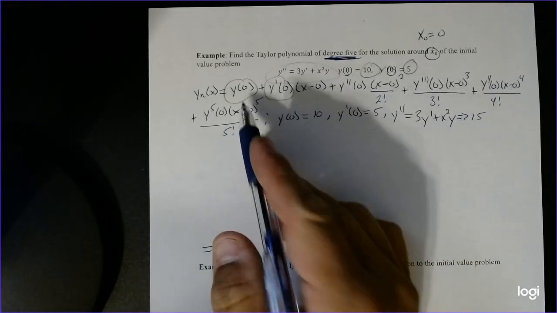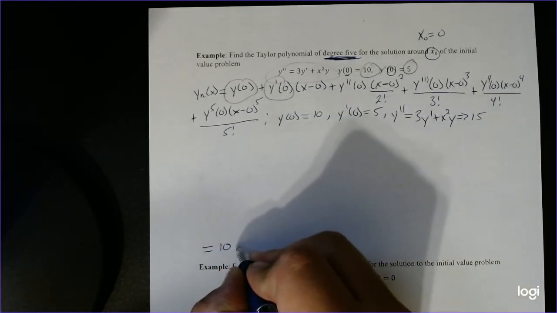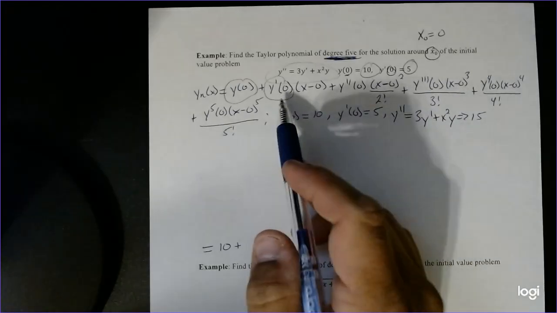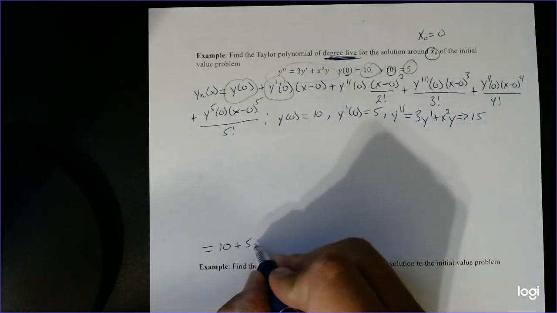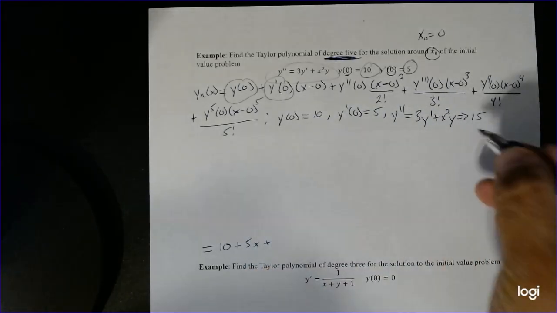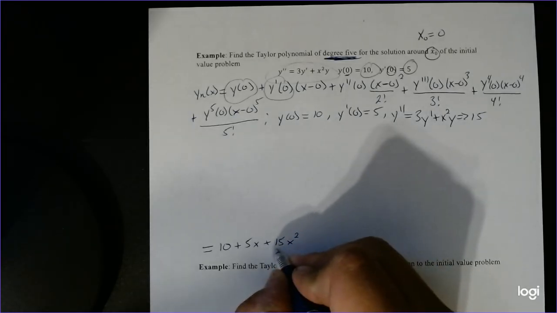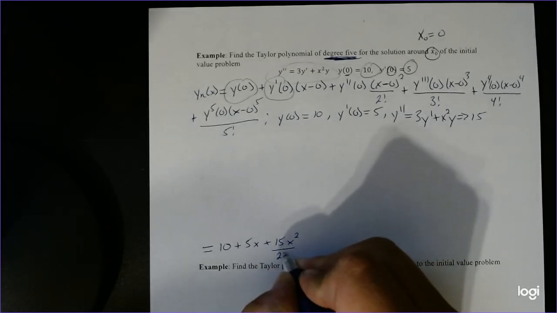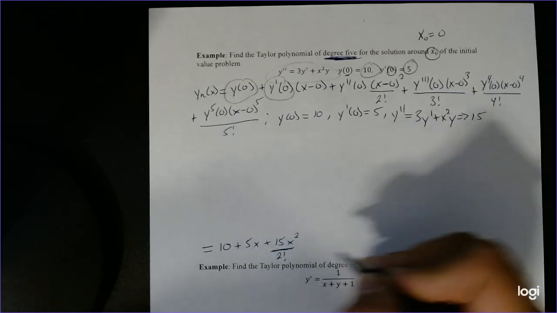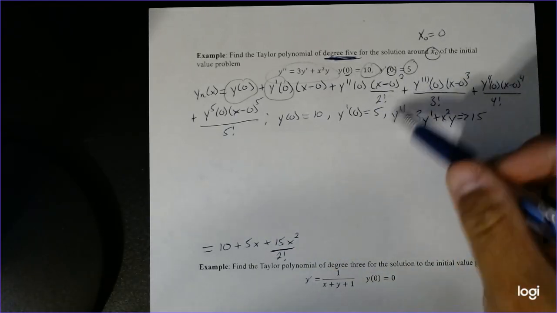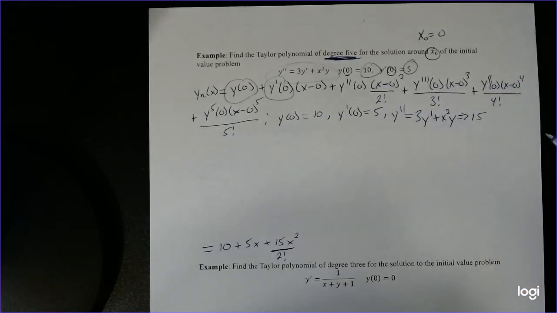So the first one is going to be 10, plus the next one is going to be 5. If I follow this pattern, it would be 5x plus 15x squared over 2. So from these three, we already have 1, 2, 3. Now we just have to take the derivative 3 more times, for 3, 4, and 5.